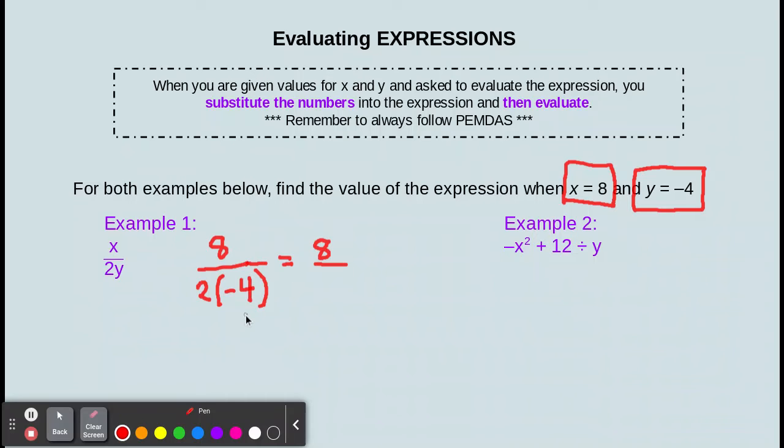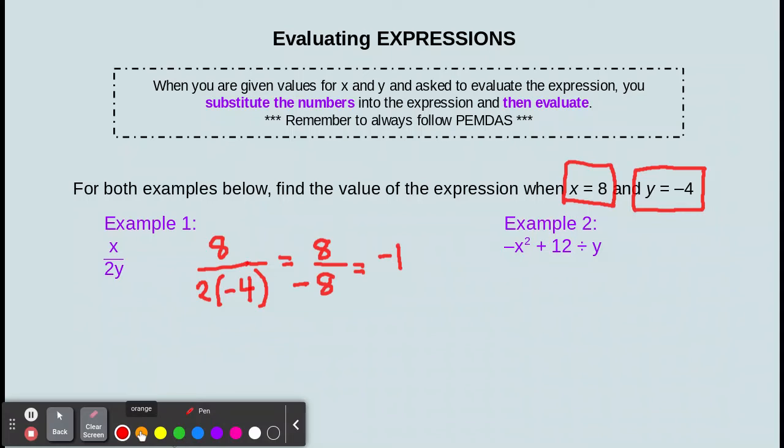But on the bottom, we have to multiply 2 and negative 4. We know 2 times 4 is an 8. And since both these signs are different, it must be negative. We can simplify that. 8 over 8 is the same as 1, but we have to keep that negative. So the answer is a negative 1.